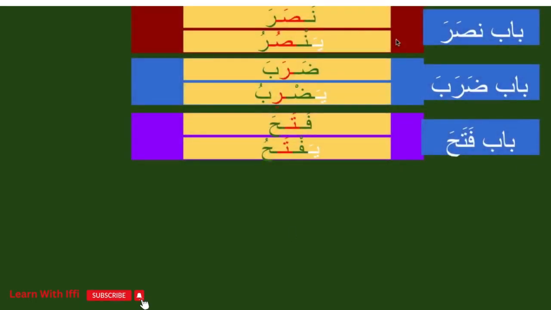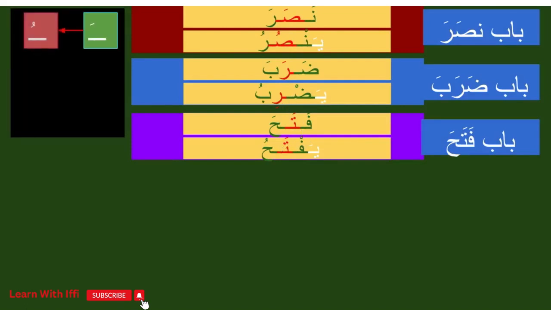Just to give you an overall picture of how to remember these things. Whenever there is a Fatha, the Fatha in Madi has all 3 vowel signs in Mudariya. Fathu Dammin, Fathu Kasrin, Fatahatani means Fatha can go with Dhamma, Fatha can go with Kasra, and Fatha can go with Fatha again. So we'll have Dhamma, Kasra, and Fatha.